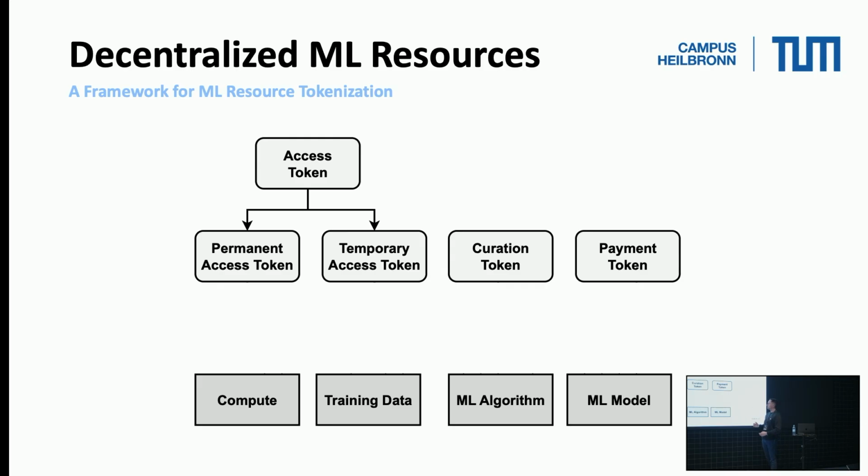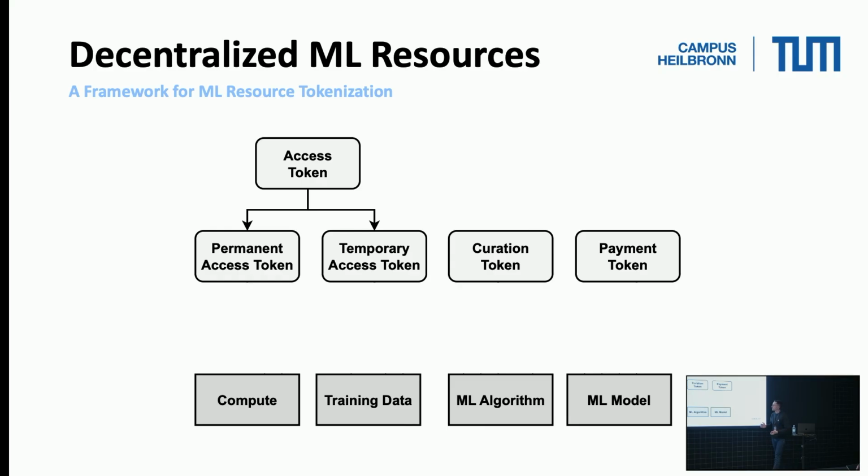Then we have the curation tokens, which are comparable to stocks, because you can curate machine learning resources and signal their quality and value. So when you have fractionalized markets, it allows you to assess which ML resources, or which training data, for example, is of high quality and will improve my ML model the most. And last but not least, we have payment tokens, which are a universal means of payment that can be used to pay for any kind of machine learning resource.